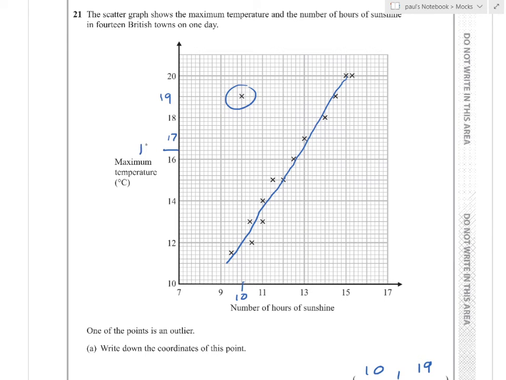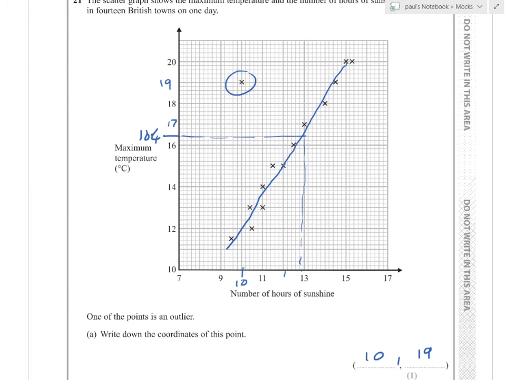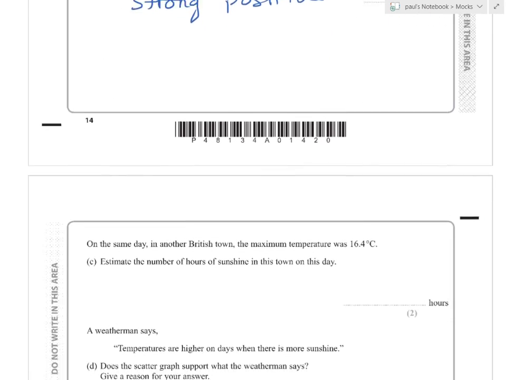So 16.4. So go along till you get to the line and then come down. It's just a little bit to the left. So 11, 12. I'm going to do 12.9 hours of sunshine.